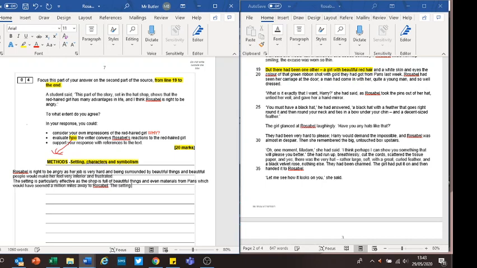The setting is also used to show the two different worlds, as Rosabel has to scurry upstairs and in the back amongst the boxes where the rich customers would never go. Right? So that's how setting is used.